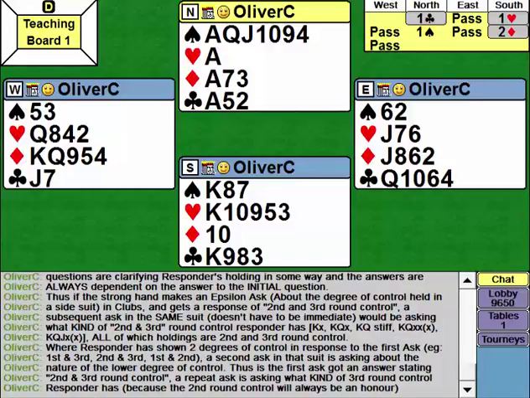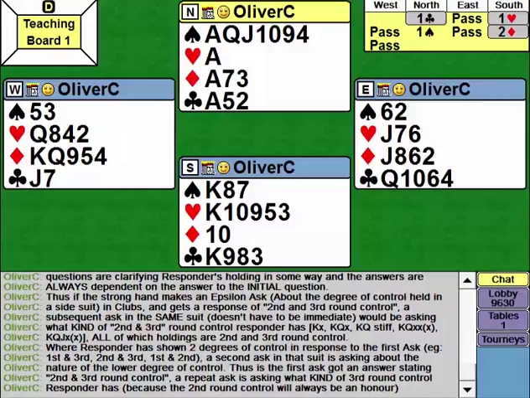Okay, so if we're talking about repeat asks in Epsilon, supposing the first response gets a response showing second and third round control, a repeat Epsilon in that suit. And as I've said there, it doesn't have to be immediate. It could be later on in the sequence. It would be asking, we know what kind the second round control is. That will always be the king if they've shown third round control as well. But it's asking what kind of third round control partner has, because it might be King X Doubleton, which would be a shortage. It might be King Queen X, which would be an honor.